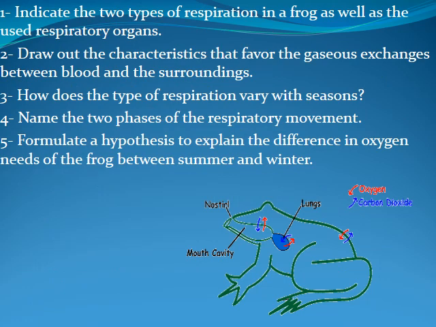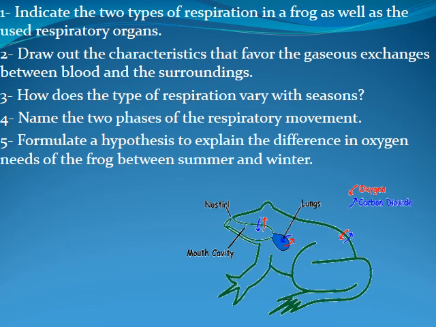Indicate the two types of respiration. We have cutaneous, as we said, through skin, and we have pulmonary through the lungs. Characteristics that favor the gas exchange between blood and the surroundings: the presence of a network of blood vessels. How does the type of respiration vary with the seasons? It depends according to the needs. It varies. Name the two phases of the respiratory movement. We have pulmonary, as we said, and we have cutaneous.